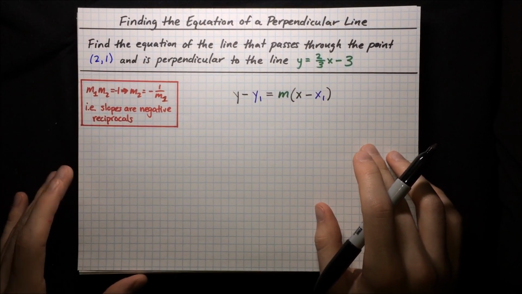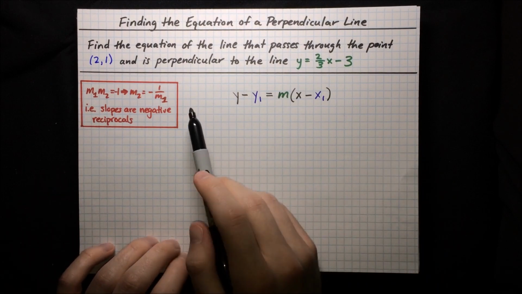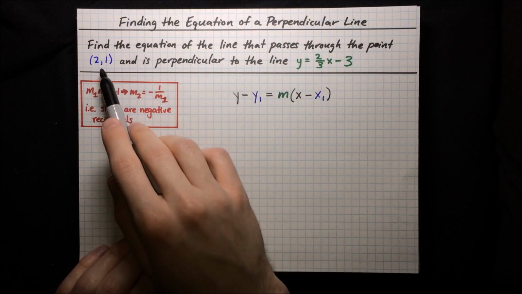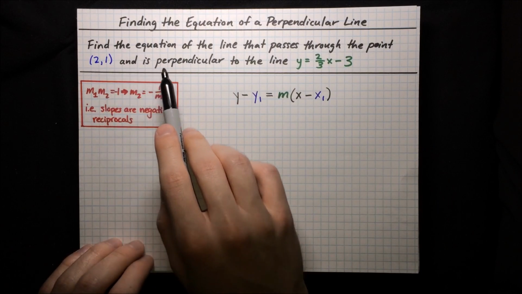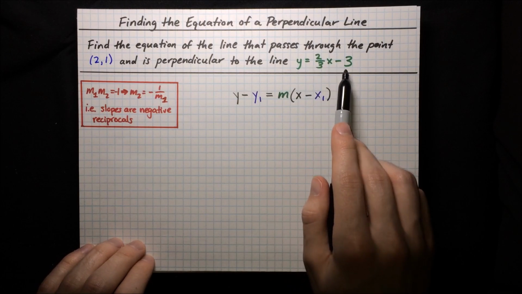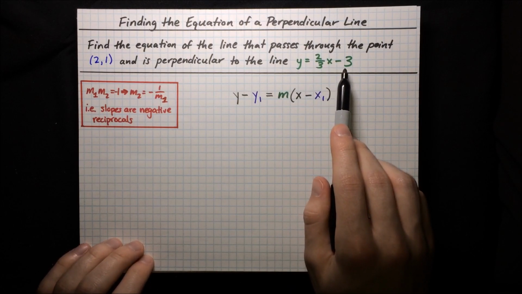Here's an example of finding the equation of a perpendicular line. We want to find the equation of the line that passes through this particular point, (2, 1), and is perpendicular to this given line y equals 2/3 x minus 3. So how can we do this?